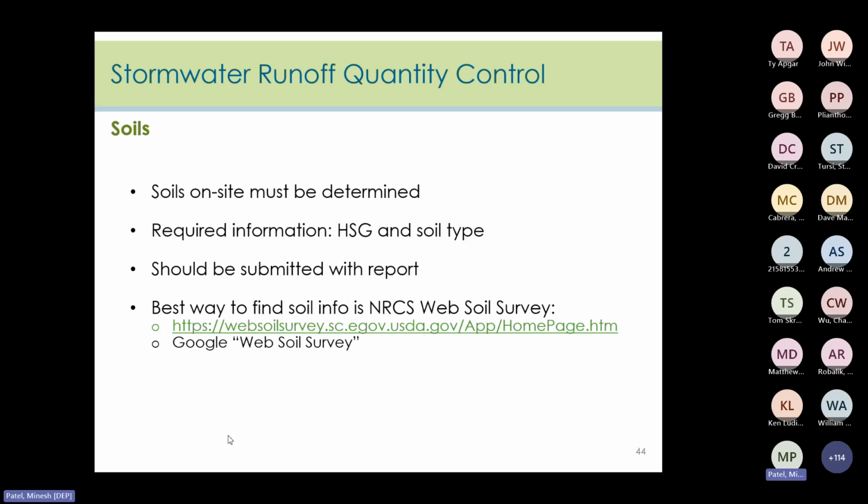Lisa has gone through how to determine soils, but just to reiterate, it is important to make an accurate determination of the soil types on site. The type of soil greatly affects the functionality of a BMP. So again, the reviewer can find soil info at the NRCS Web Soil Survey webpage at the link provided here on the slide.